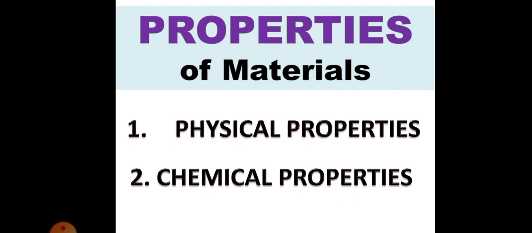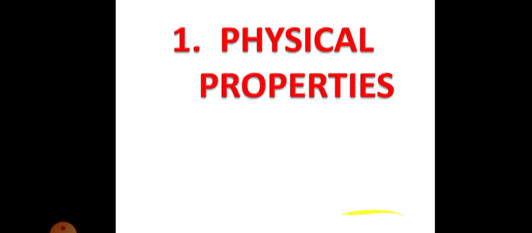There are two properties of materials. The first one is called the physical properties. The second one is the chemical properties. Physical properties.